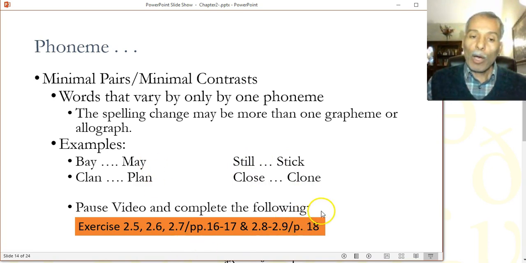Now it is time to pause the video and complete the exercises that are written here on page 18. Then come back and complete.